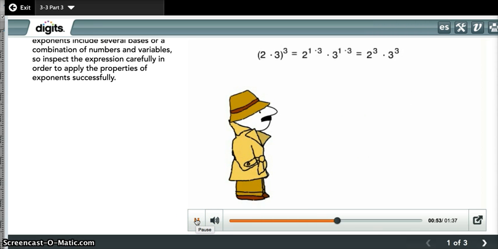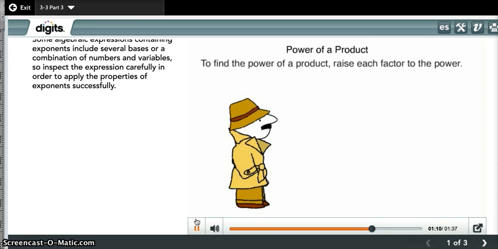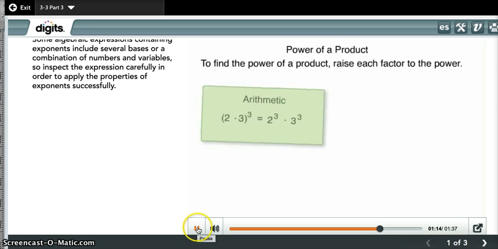Notice that the quantity 2 times 3 cubed equals 2 to the power of 1 times 3 to the power of 1 times 3, or 2 cubed times 3 cubed. This suggests the following property. Power of a product. To find the power of a product, raise each factor to the power. The quantity 2 times 3 cubed equals 2 cubed times 3 cubed.